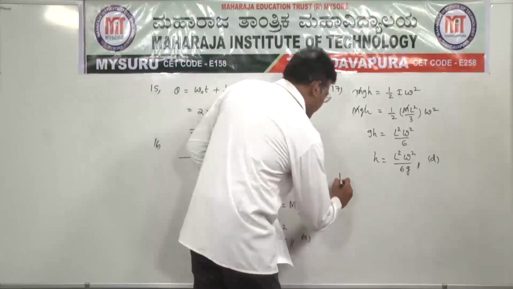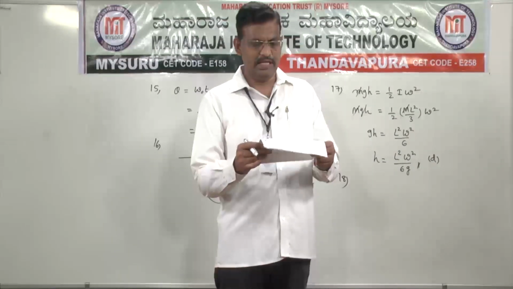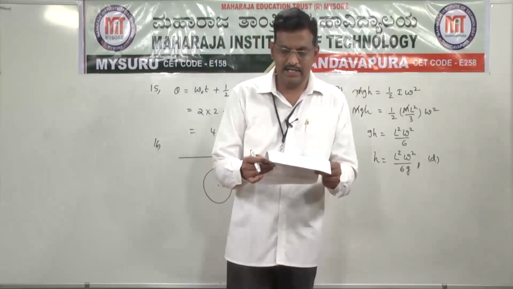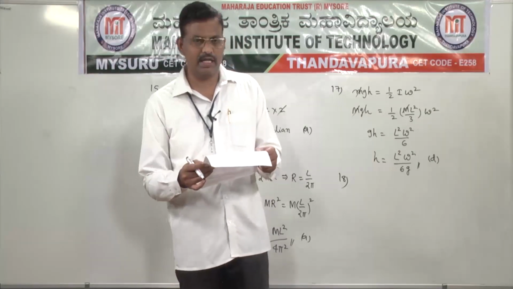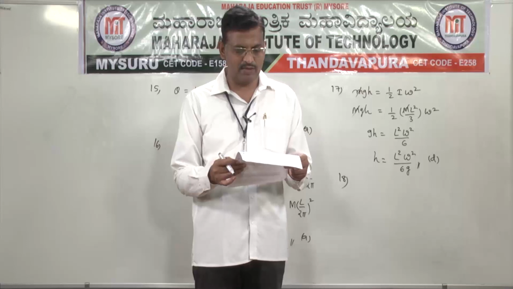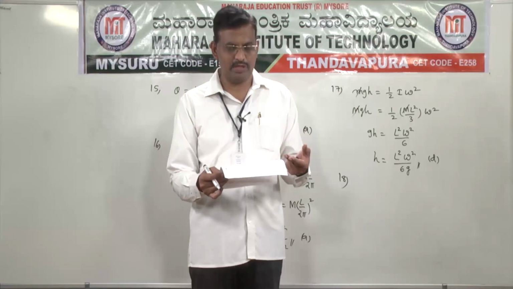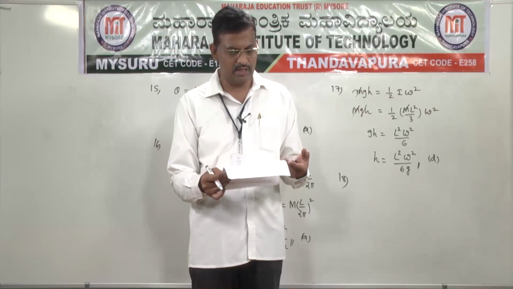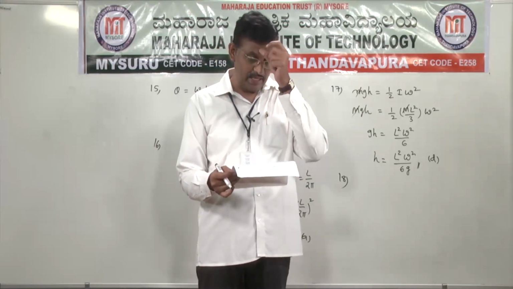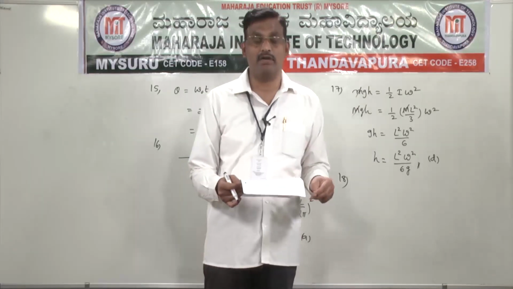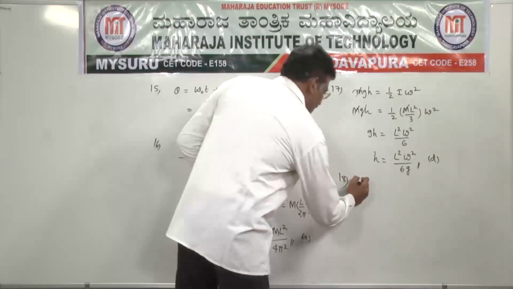Next, 18th question. A body is in pure rotation. The linear speed v of a particle at a distance small r from the axis and the angular velocity omega of the body are related as omega is equal to v by r. Then observe the options here. First option, omega is directly proportional to 1 by r. Second option, omega is directly proportional to r. Third option, omega is independent of r. Fourth option is omega is directly proportional to v. Here omega is independent of radius or distance from the axis. So option C is the right option.